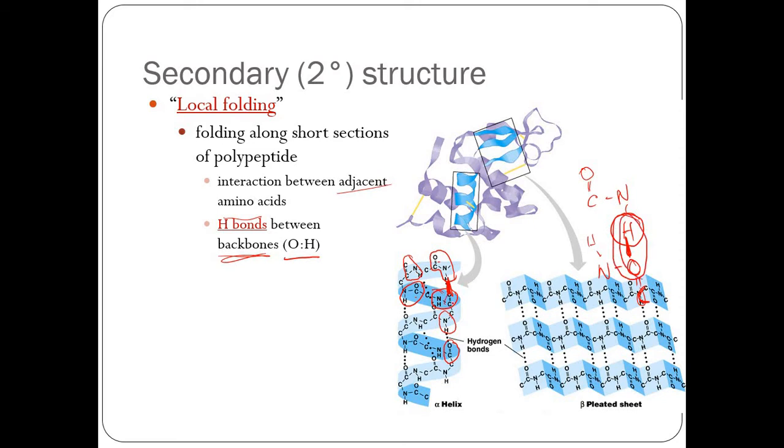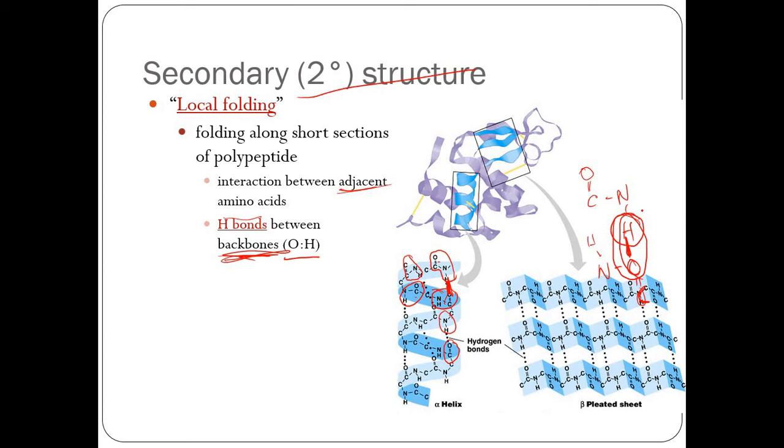So whichever is nearest to it, that is what it can H bond with. That's why it's only between adjacent amino acids. And so don't forget that in secondary structure, it is the H bonding between backbones. Okay? Because we also have H bonding in the side chains, right? So this is the H bonding between backbones.